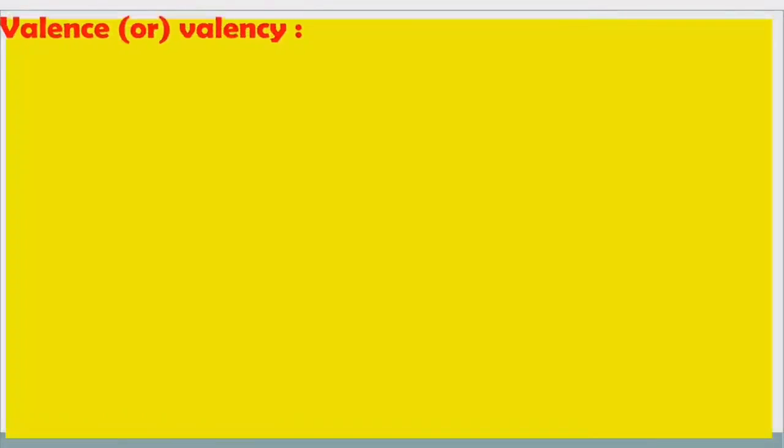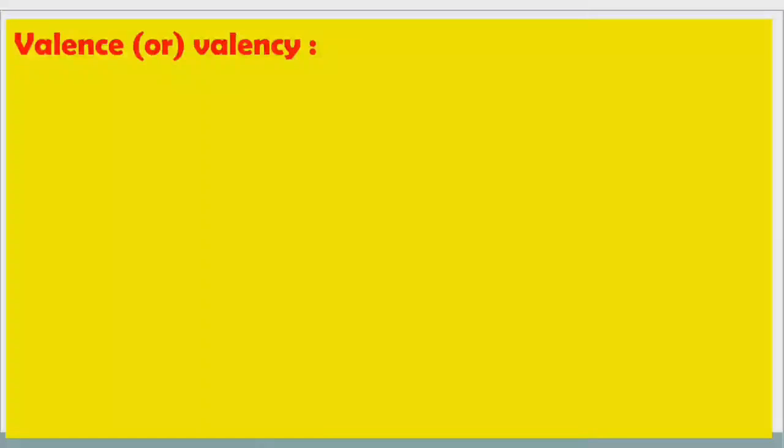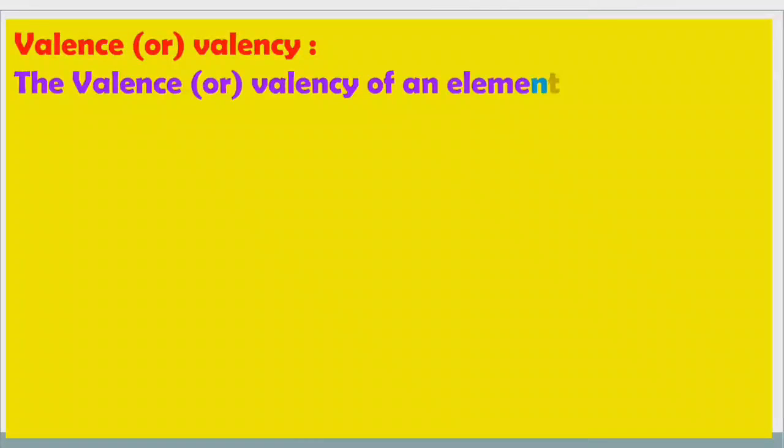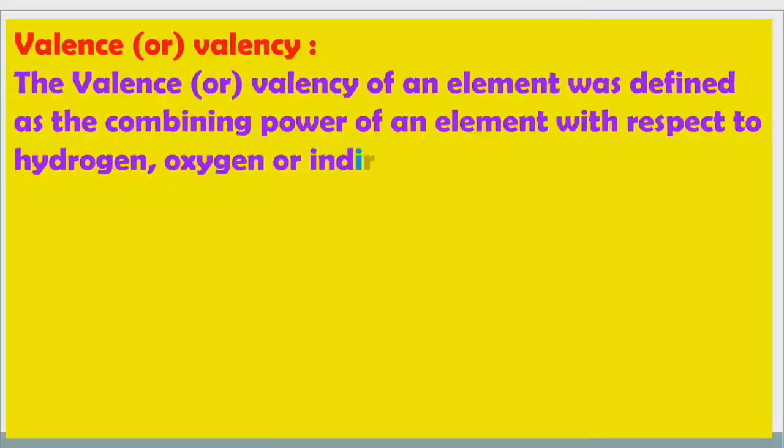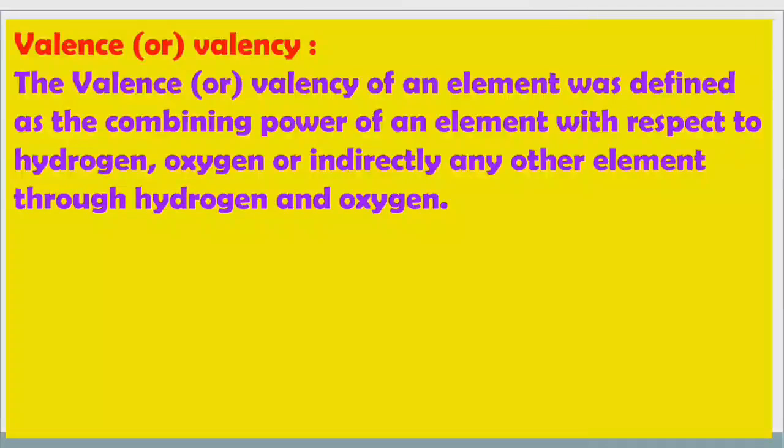Now we will discuss valence or valency. The valence or valency of an element was defined as the combining power of an element. Valency is nothing but the combining power of an element with respect to hydrogen, oxygen or indirectly any other element through hydrogen and oxygen.